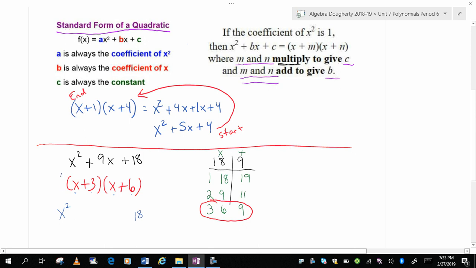We can confirm this is our answer by doing the double distributive property. If we distribute, x times x is x squared, plus x times 6 is 6x. 3 times x is 3x, and 3 times 6 is plus 18. Well, this combines to be x squared plus 9x plus 18, so this was an effective check.